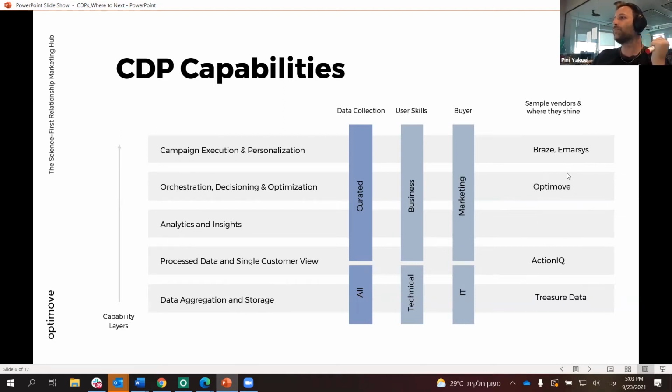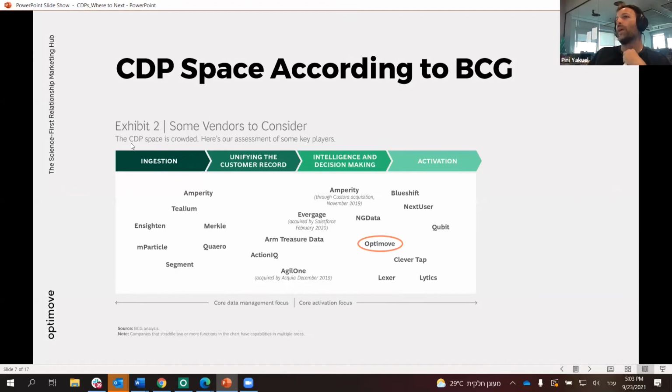If we further divide this space, the CDP space according to BCG, you can see different vendors in the space. You can see Optimove. Actually, here's CleverTap right there. So you can see different vendors.